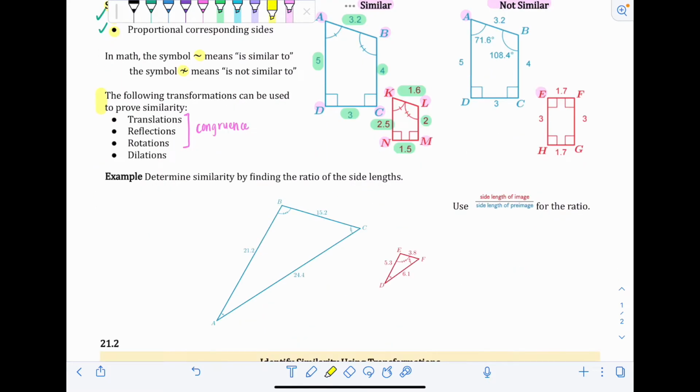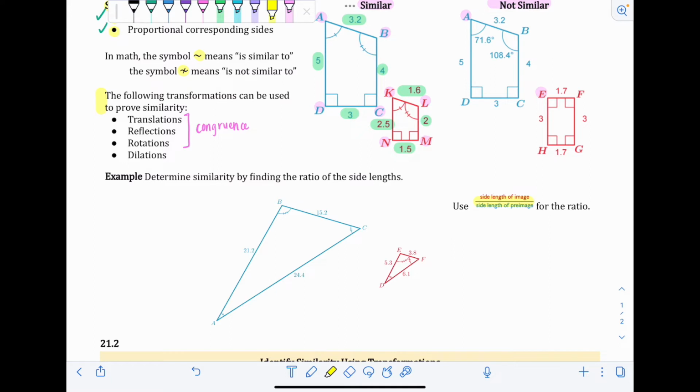So for this example, we're going to determine whether or not these two triangles are similar by finding the ratio between their side lengths. Ratios are just relationships between numbers, so 1 to 2 or 3 to 4, and you can write them with a colon or a fraction. There's several different ways to write them. For this problem, we're going to use this formula over here where it says use the side length of the image over the side length of the pre-image for the ratio. You don't always necessarily need to do image over pre-image. You can switch it around.